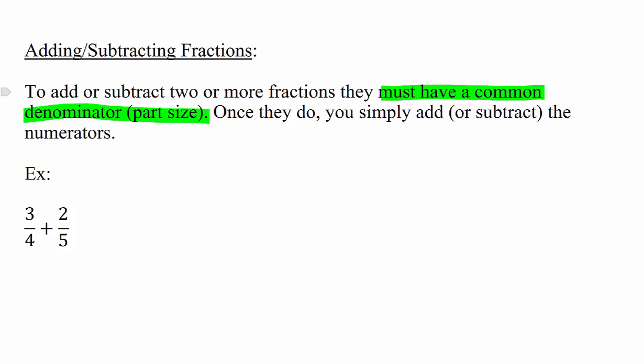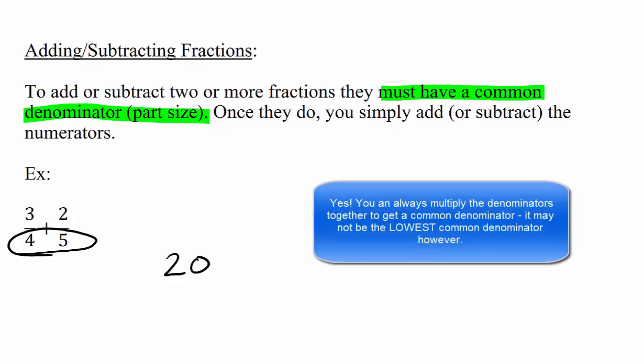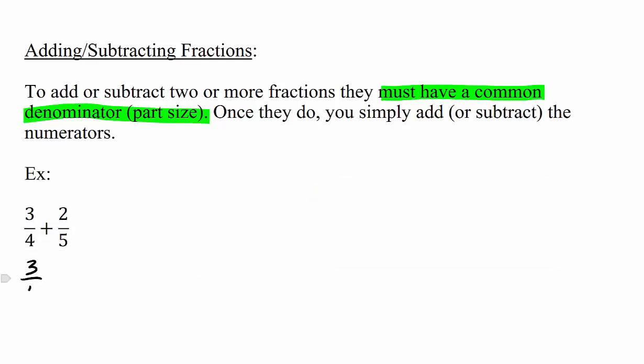So if I look at this first example, I'm going to ask myself, what number can I bring the 4 and the 5 up to be common? Or what's a number that both 4 and 5 divide into? And hopefully you came to the conclusion of 20, which conveniently is 4 times 5. So what I'm going to do is multiply each of these fractions by a version of a 1 that brings the denominator up to a 20.